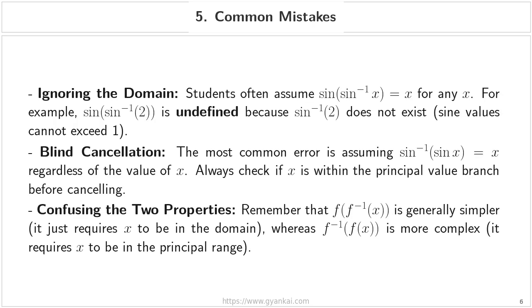Finally, be careful not to confuse these two different properties. To keep them straight in your mind, remember that the first case, where the inverse function is the inner function, is generally simpler, as it only requires the value to be within the valid domain. The second case, where the trigonometric function is the inner function, is more complex because it requires the angle to be within the principal range. Keeping these distinctions clear will be very helpful as we move into our final slide, where we will summarize all these conditions in a key takeaways table.